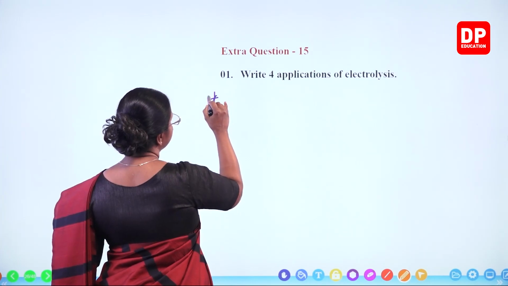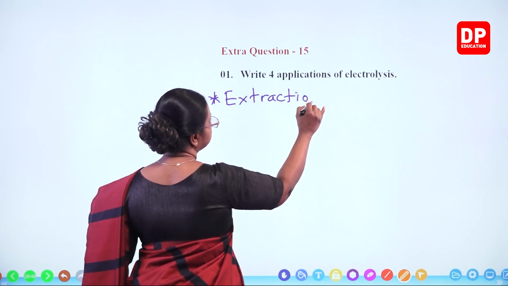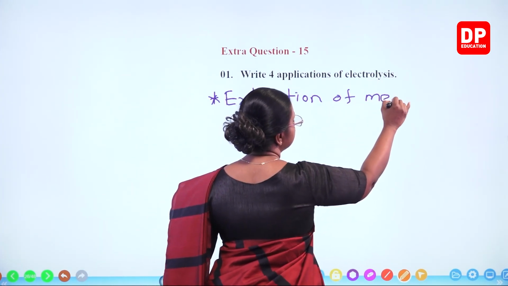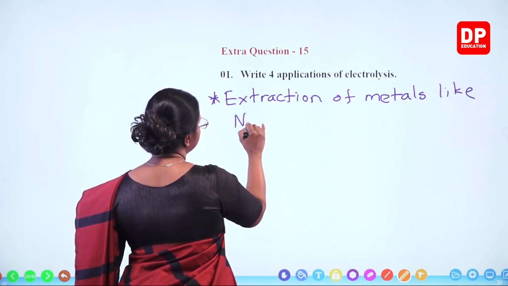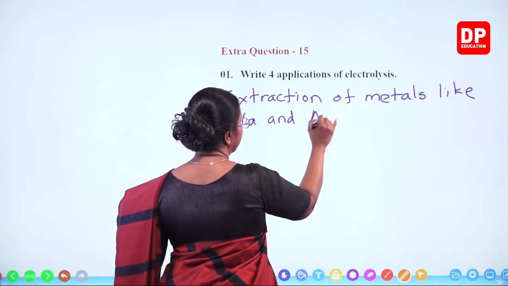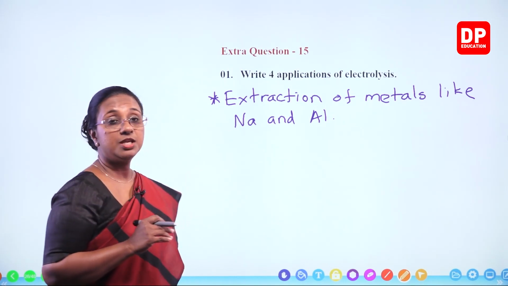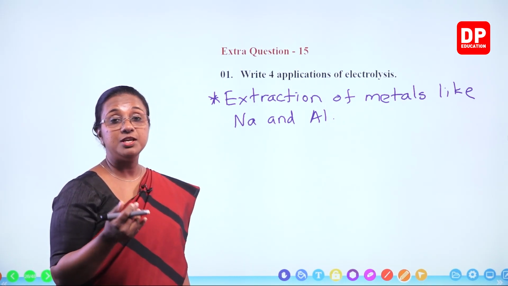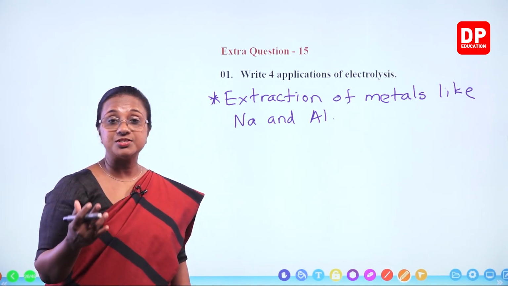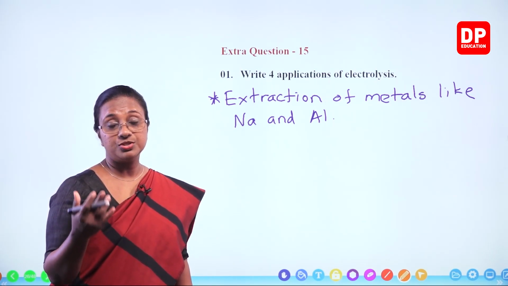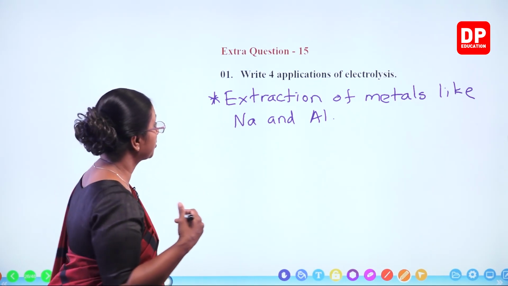So, here first one I can say extraction of metals like sodium and aluminium. We don't need to give more detail, but you all are familiar with the process. Sodium, you can remember the Downs cell method where we use fused sodium chloride to extract sodium metal. And you all know to extract aluminium, bauxite is used. That is the mineral that contains aluminium, and aluminium is extracted from bauxite.